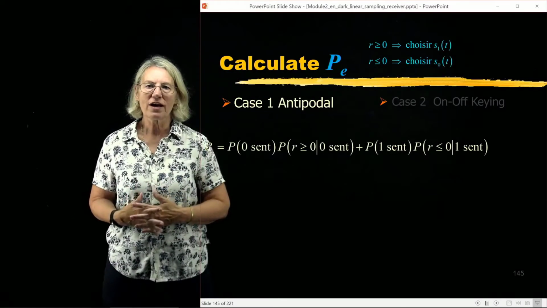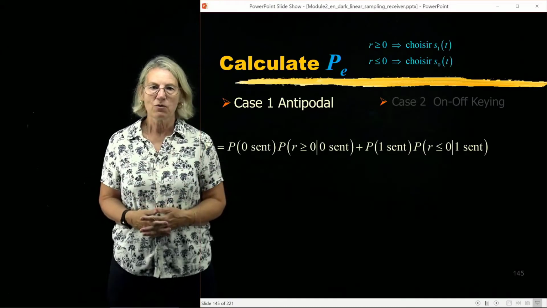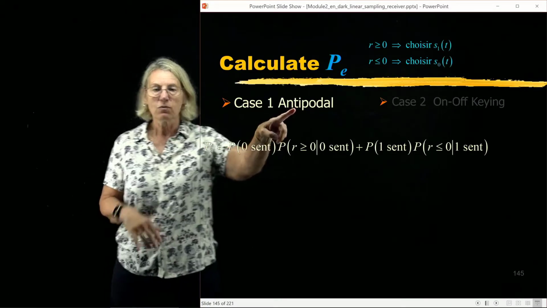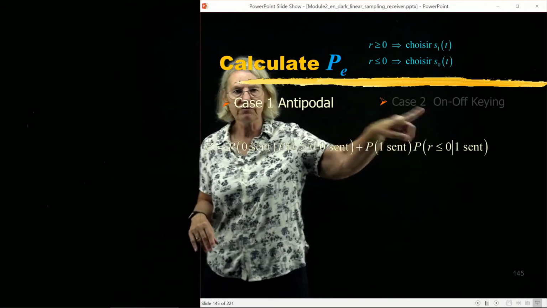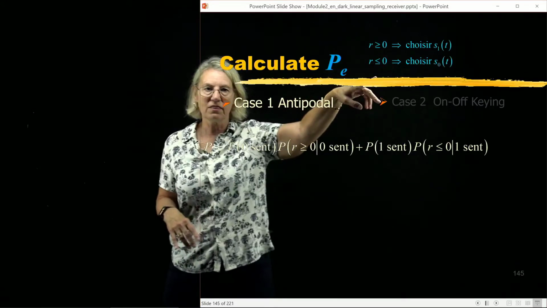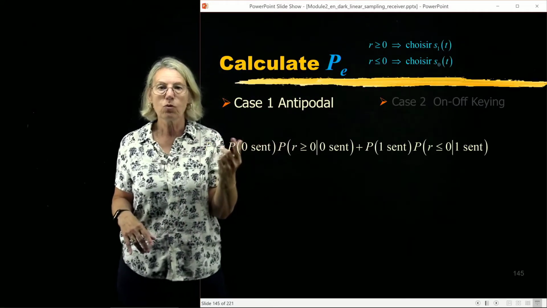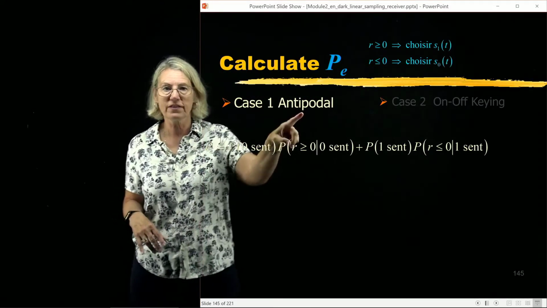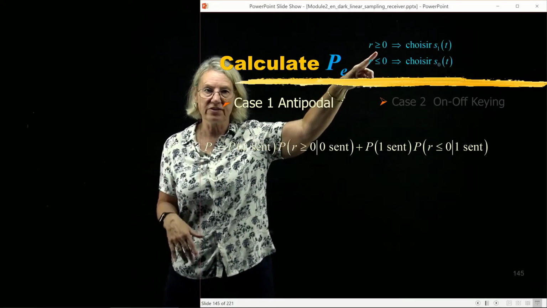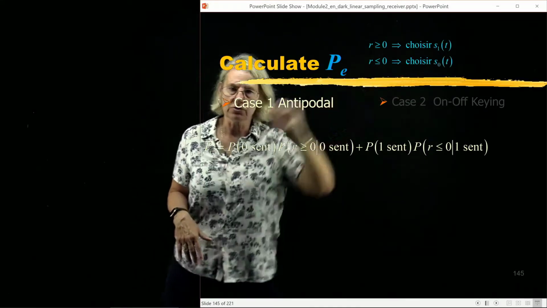So now we're going to go on and calculate the bit error rate. We're going to calculate the probability of error. I'm going to start with the antipodal case. Once I'm done with the antipodal case, we'll briefly go back to the on-off keying case. So I wrote up here the criteria for the decision process for the antipodal case. In the antipodal case, if the received coordinate is greater than 0, choose 1. If it's less than 0, choose S0.